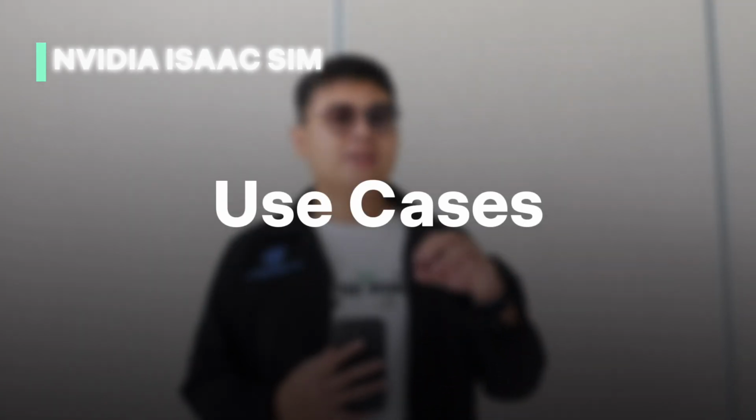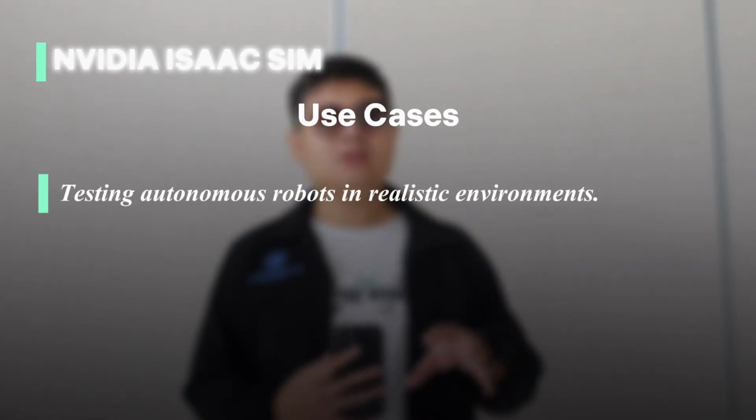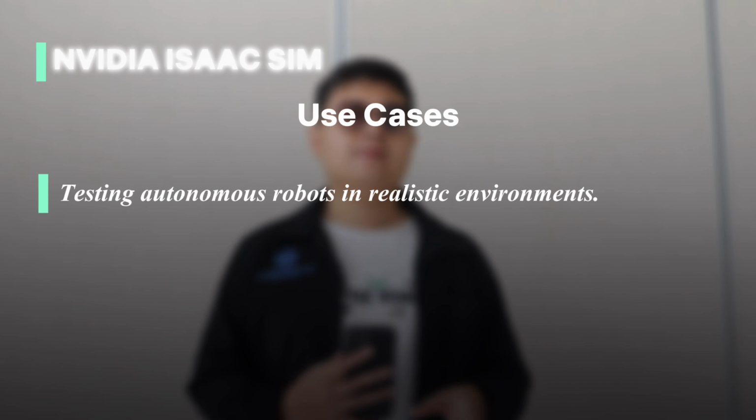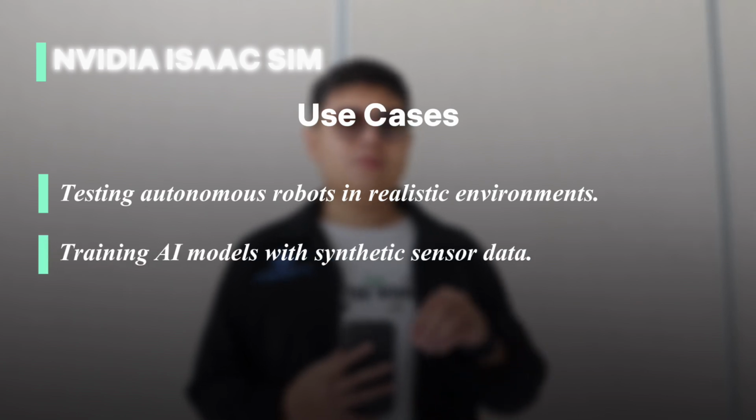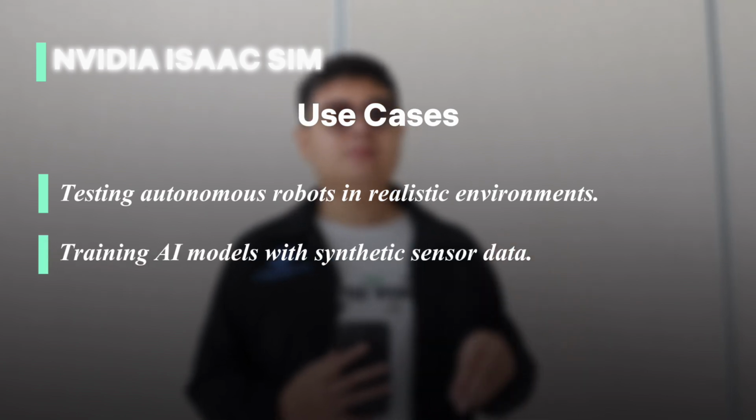For use cases of IsaacSim, first is testing autonomous robots in realistic environments. And the second one is training AI models with synthetic sensor data. The main downside is that IsaacSim requires high GPU performance, which may limit accessibility for some users.